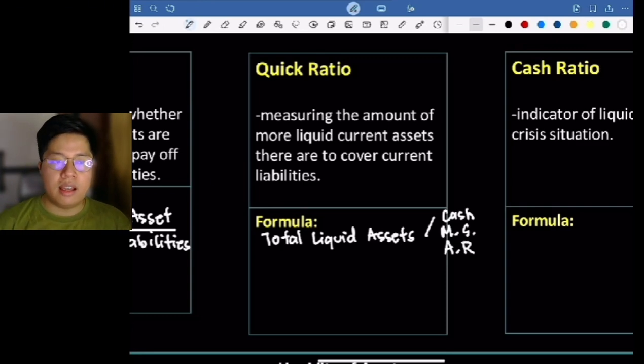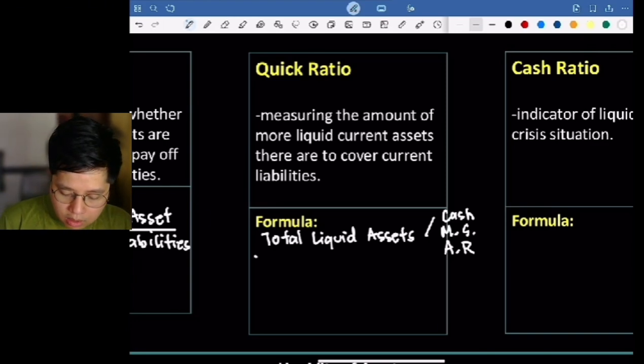Take note that in the total current assets, we are not using here the prepaid expenses because it's not expected for you to convert it to cash or to sell the asset then convert it to cash. But in quick ratio, remember, inventory is also part of the current assets. But in the quick asset ratio or quick ratio or acid test ratio, it is being excluded.